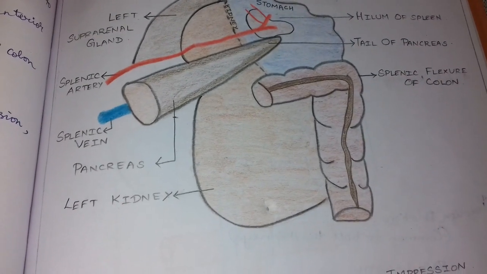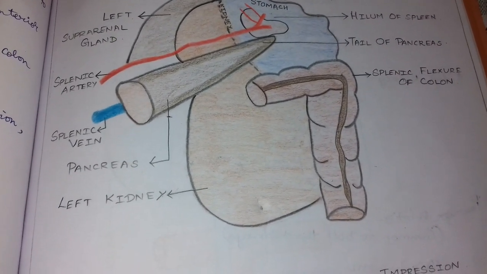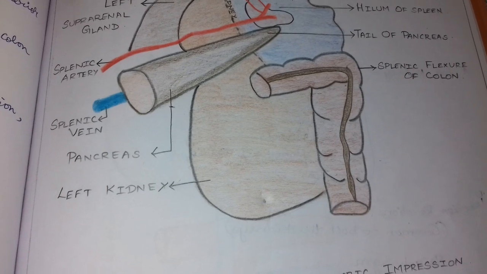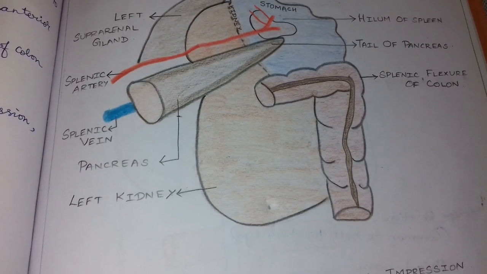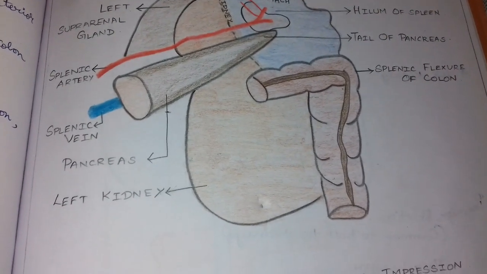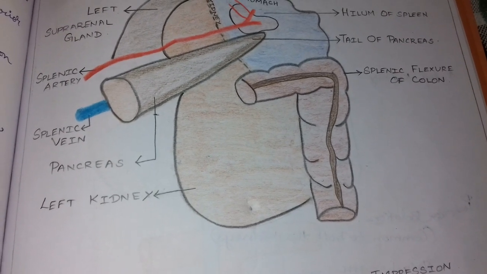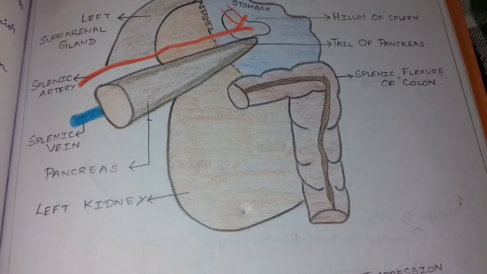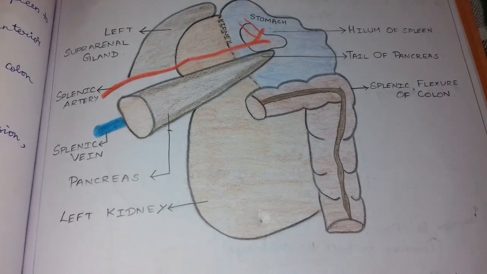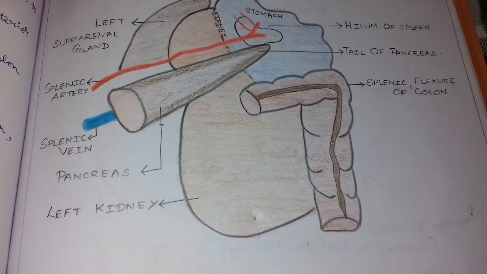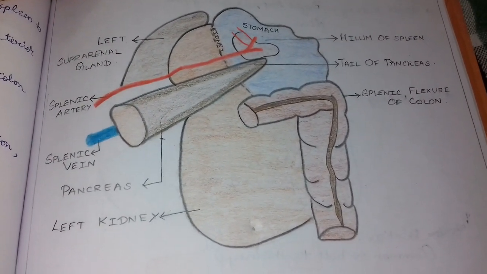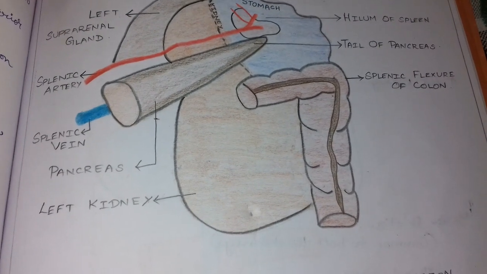First there are two ends, anterior end and posterior end. The anterior end is expanded and reaches the midaxillary line. The posterior end rests on the upper pole of the left kidney. The anterior end is also called the lateral end. The posterior end is also called the medial end.